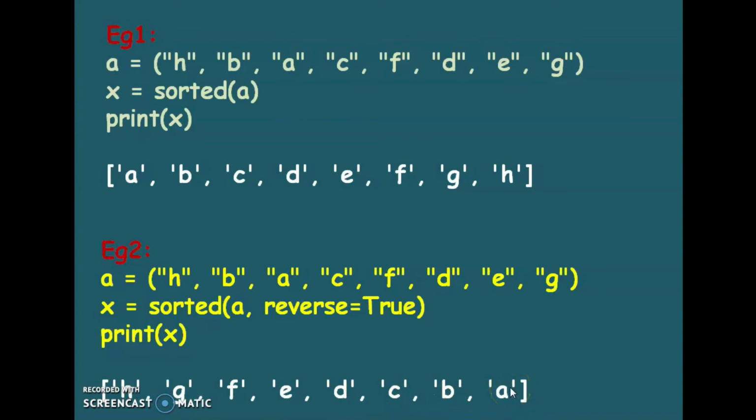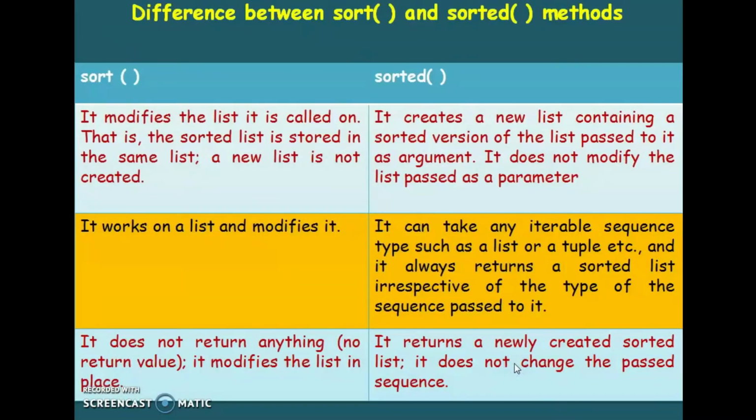Okay? Clear? Then, what is the difference between sort function and sorted function? The sort function modifies the list it is called on. That is, the sorted list is stored in the same list. A new list is not created. When we are using this sort method, that function will work in the same list.